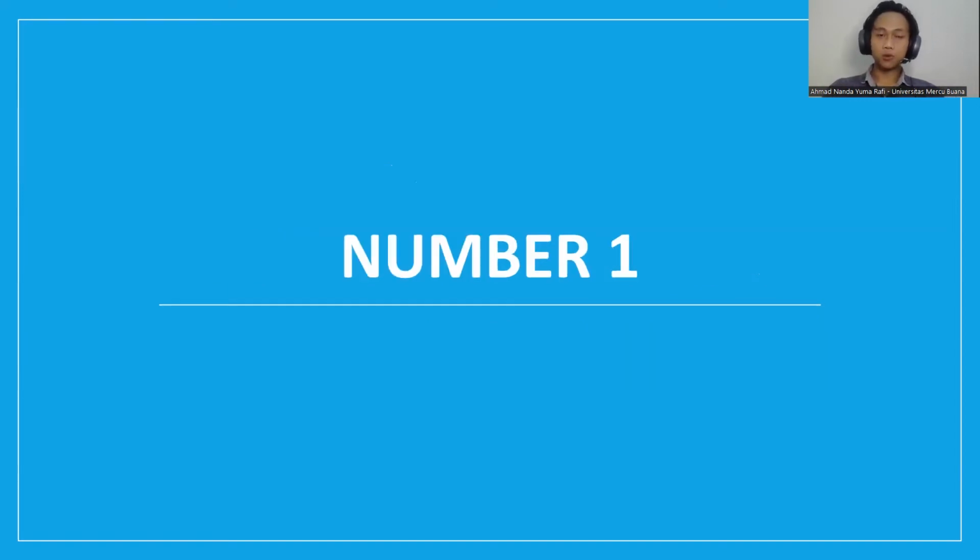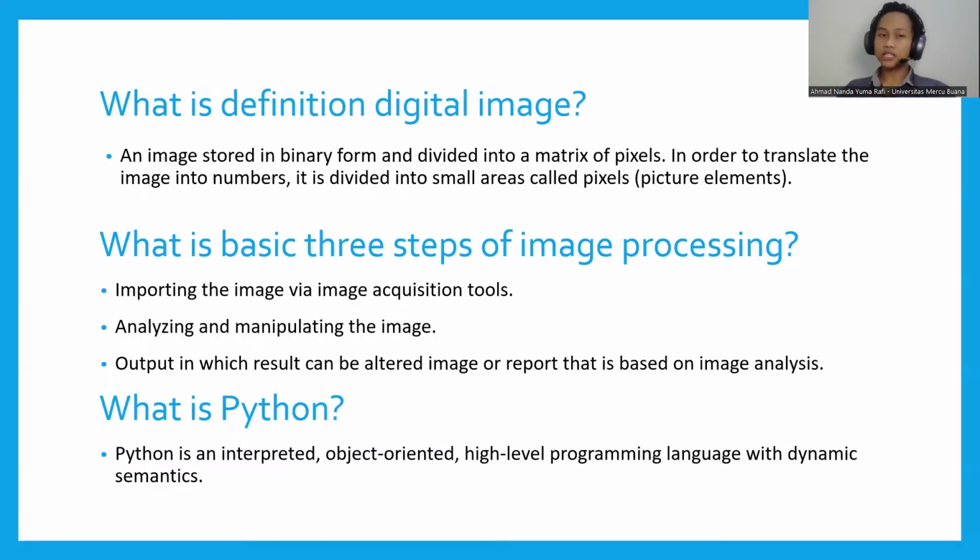For number one, the question is, what is the definition of digital image? The digital image is an image that's stored in binary form and divided into a matrix of pixels. In order to translate the image into numbers, it is divided into small areas called pixels or picture elements.